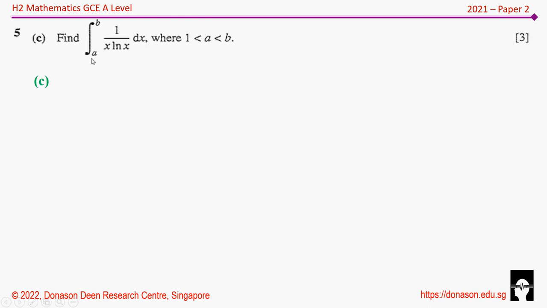Part C says find the integral from a to b of 1 over x times ln x dx, and we are told that a as well as b are both greater than 1. So let's look at how to do this. We have got a 1 over x, which is the derivative of ln x, right? So we could just write it as 1 over x as the numerator and just keep the ln x in the denominator. So in that way, this is like a function of x, this becomes f prime x, which is the derivative of the denominator. So we could apply a logarithmic integration.